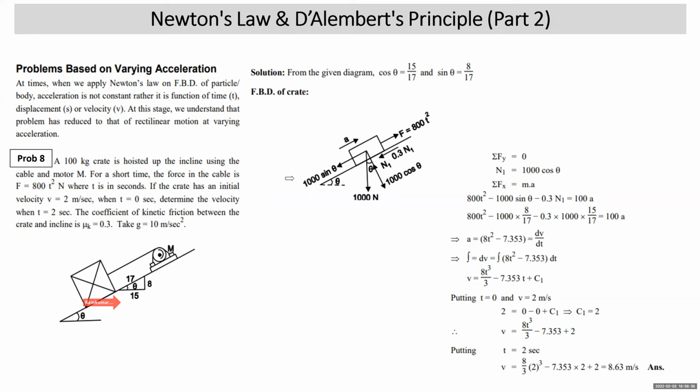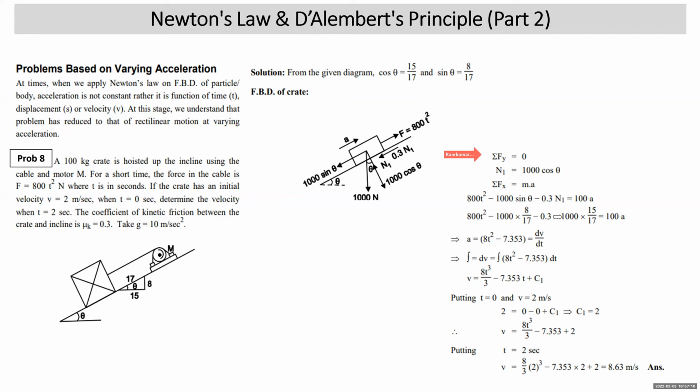FBD of this crate, when you draw it: weight will act vertically down, 1000. The plane is making angle theta with horizontal, so the normal reaction will make angle theta with vertical. This is the 1000 cos theta component and 1000 sin theta. F is 800 t square. Motion of the crate is up, friction is down, 0.3 N1. Acceleration will obviously be up as the force causing motion is being applied. We write sigma Fy is equal to 0, so N1 is equal to 1000 cos theta. Sigma Fx is equal to ma: 800 t square minus 1000 sin theta minus 0.3 N1 is equal to ma. Substitute the value of N1, 1000 cos theta. Then the cos theta and sin theta values should be substituted.